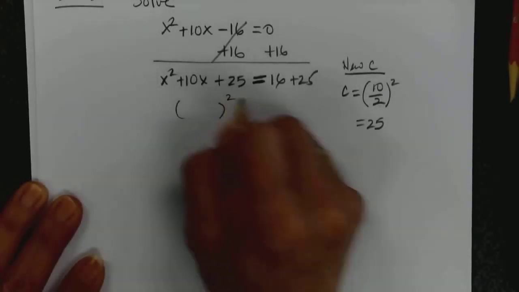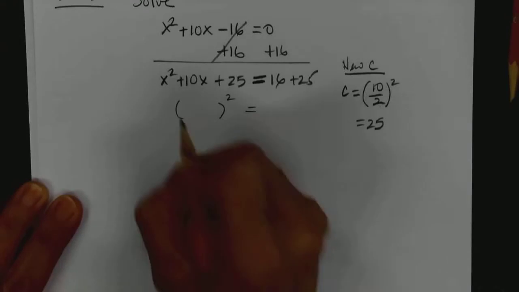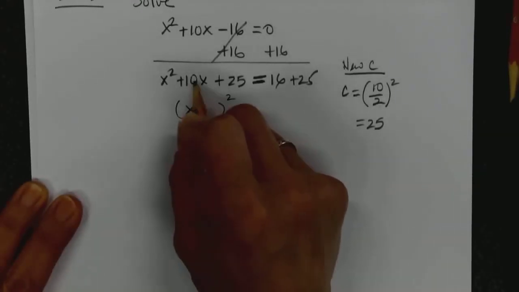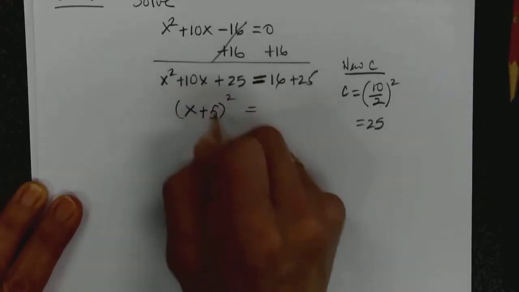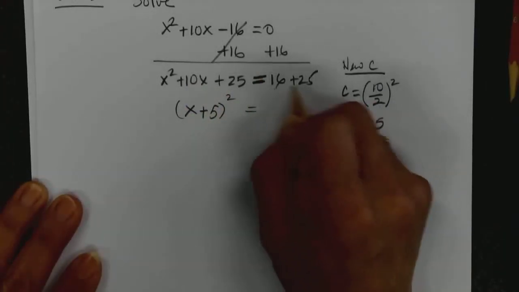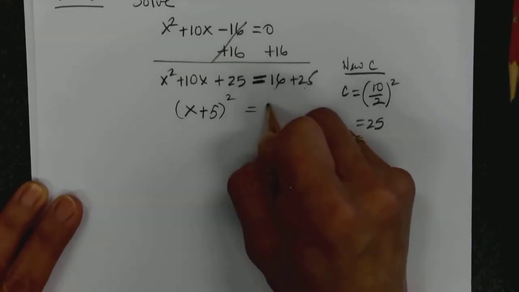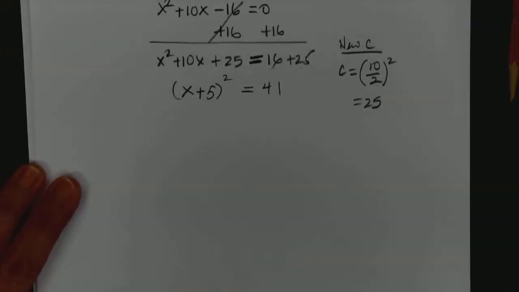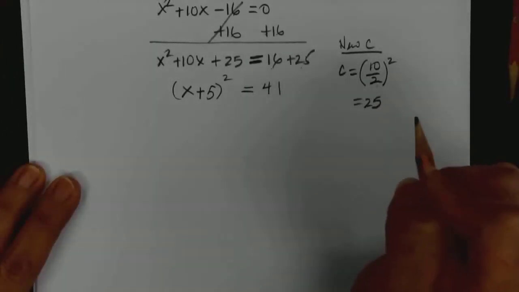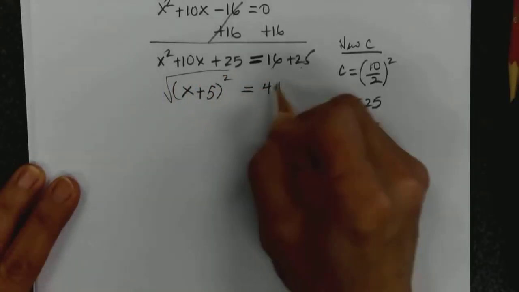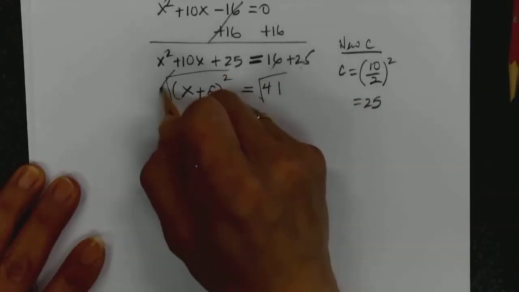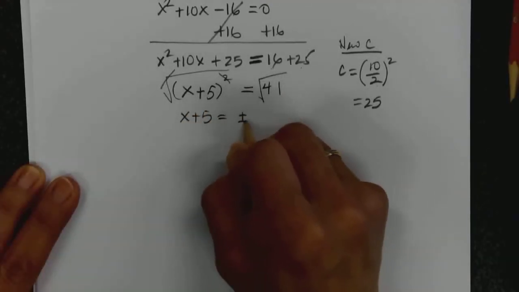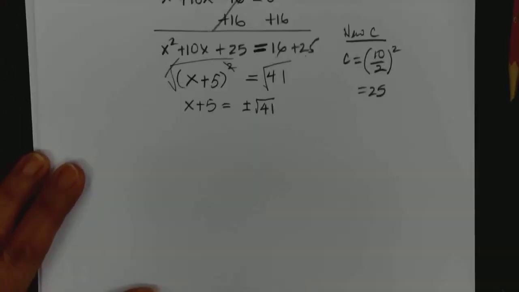Okay? Now, what does this factor to? It factors to x plus, half of B, which is 5. So this factors to this, which is equal to 16 plus 25, which is 41. Right? 41. Now, what do I do? Square root. We're using the square root method. Square root and square cancel out. X plus 5 is equal to plus or minus the square root of 41.